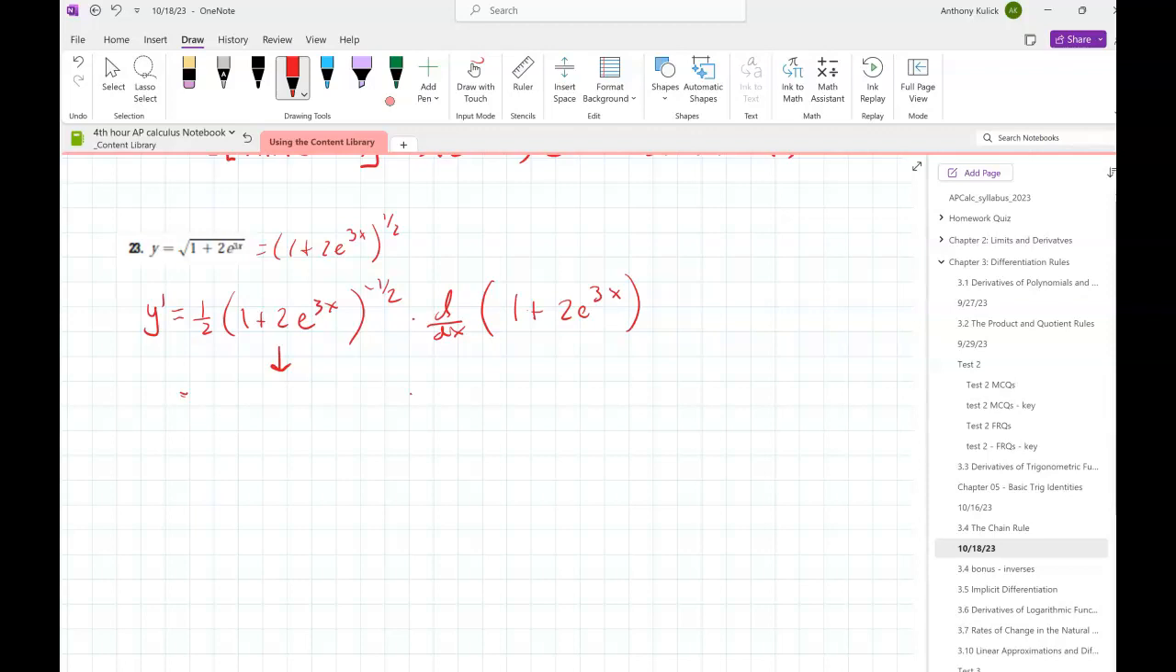Now to do the derivative of 1 plus 2e to the 3x, well, the derivative of 1 is 0, and I can pull the 2 out front because it's just a constant. But the derivative of e to the 3x requires a chain rule. The outer function for e to the 3x is e to the x. The derivative of e to the x is just e to the x. That stays e to the 3x. And then it's times the derivative of the insides, which is 3x.